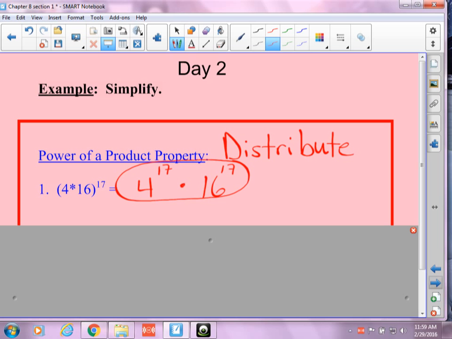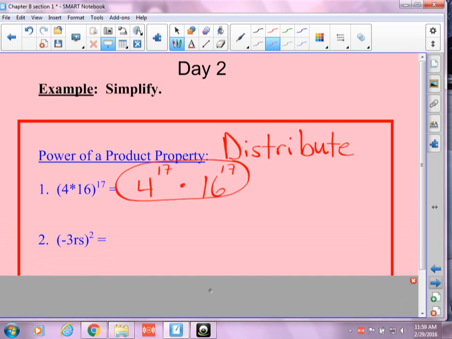And students will ask me, Mrs. Medvick, how do you know whether you multiply through or not? Well, it kind of depends upon the problem and what they're asking. This is what you do first. This is not order of operations. Let's take a look at this next one now.